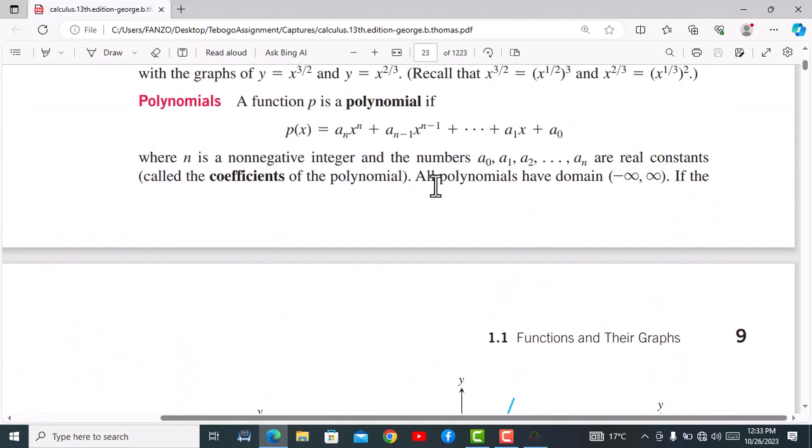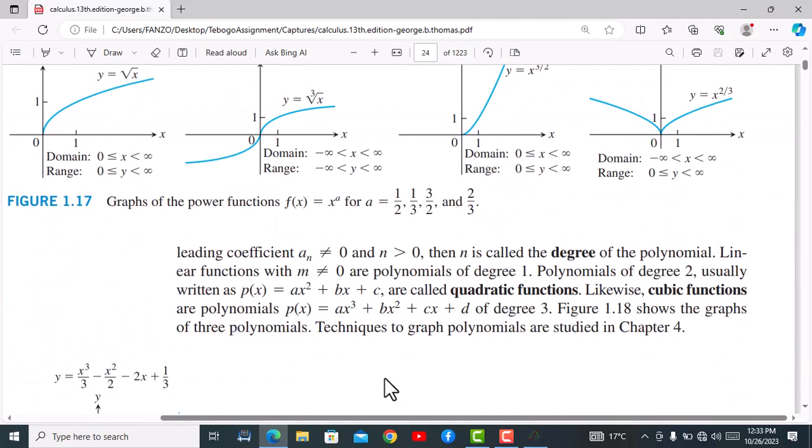Let's continue to read. If the leading coefficient an is not equal to 0 and n is bigger than 0, then n is called the degree of the polynomial. And then they say linear functions with the gradient that is not equal to 0 are polynomials of degree 1. Polynomials of degree 2, usually written like this, are called quadratic, likewise cubic functions, and so on. We know that.